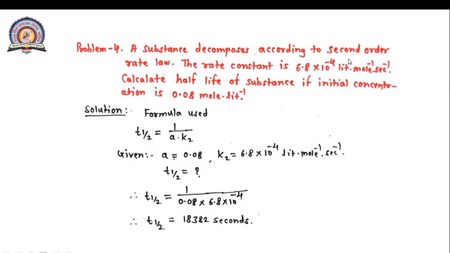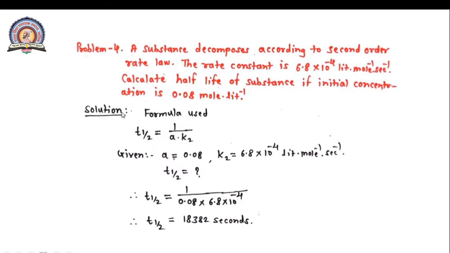Then problem number 4, a substance decomposes according to second order rate law. The rate constant is 6.8 into 10 raised to minus 4 liter per mole per second. Calculate half-life of the substance if the initial concentration is 0.08 mole per liter. Now here the substance decomposes according to the second order rate law. The rate constant is given. What is the half-life of the substance if the initial concentration is 0.08?